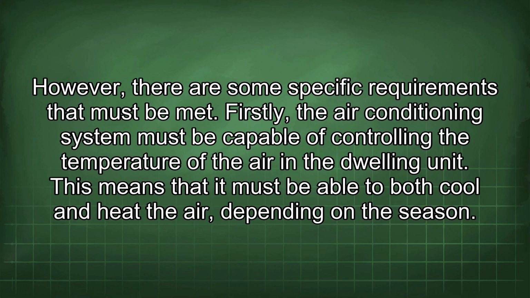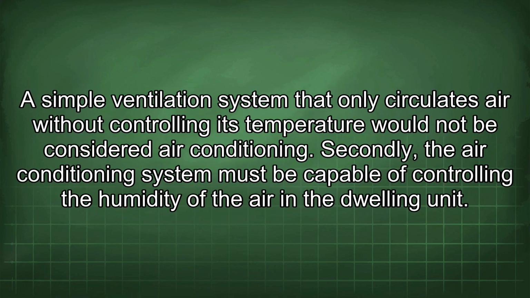Firstly, the air conditioning system must be capable of controlling the temperature of the air in the dwelling unit. This means that it must be able to both cool and heat the air, depending on the season. A simple ventilation system that only circulates air without controlling its temperature would not be considered air conditioning.